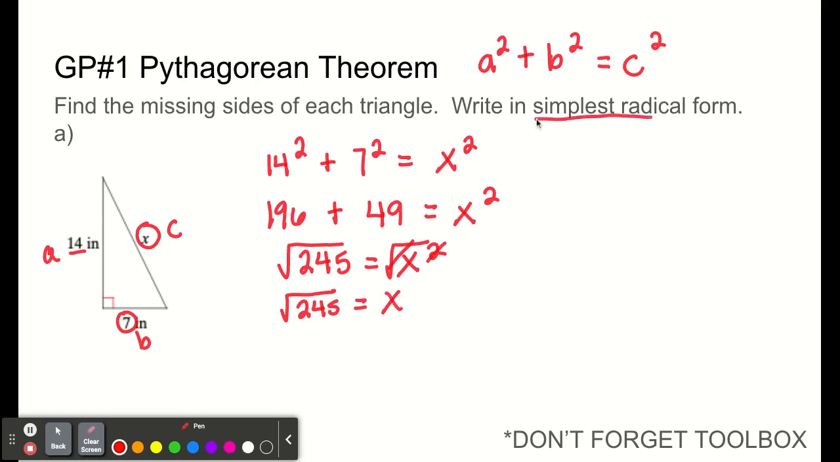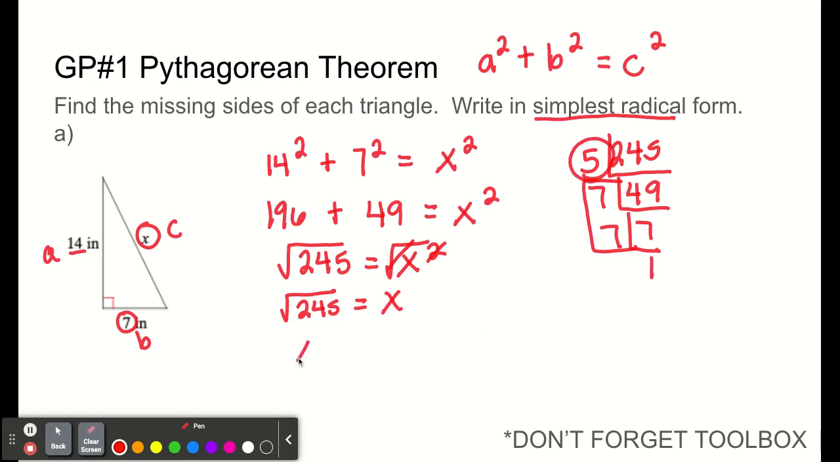Now we need to make sure that our answer is written in simplest radical form, so we want to go ahead and factor 245 if possible. So this is going to be divisible by 5, and that gives us 49, which is divisible by 7 and 7 and 7 and 1. So we have a pair of 7s and a leftover 5, and x is equal to 7 radical 5.